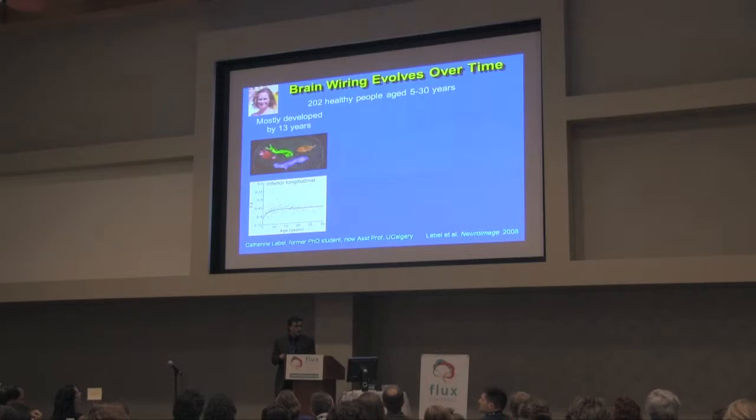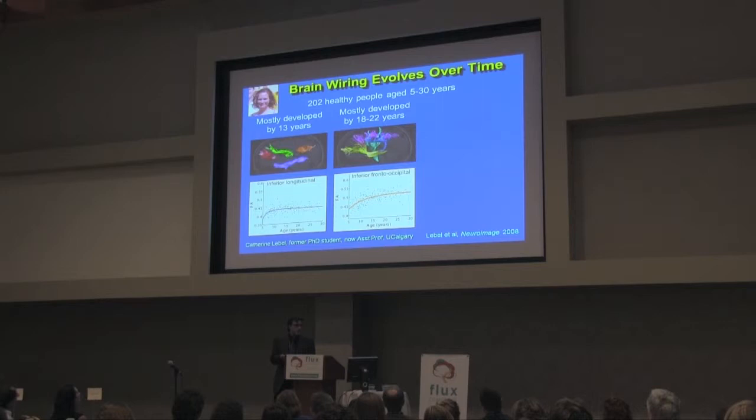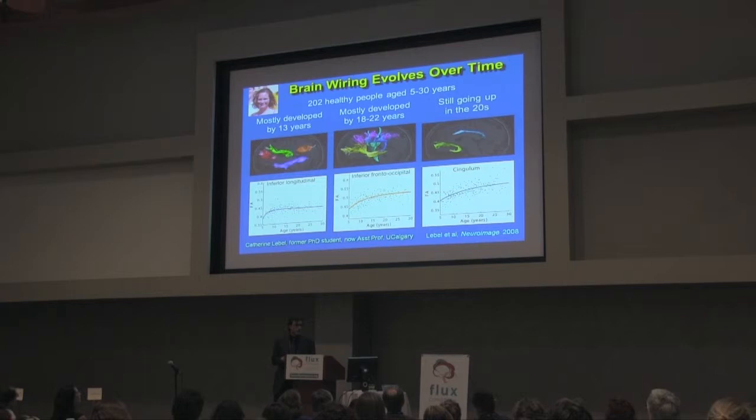So 5 years ago now, Catherine LaBelle looked at 202 healthy people aged 5 to 30 years, and what was the insight on white matter from the DTI? Well, she found that there was a bunch of tracts that were mostly developed by about 13 years of age, where they went up very quickly and then kind of leveled off. There was a bunch of tracts that mostly developed by 18 to 22 years. And then there was a bunch that were still going up in the 20s, and that was mostly the two temporal frontal tracts, the cingulum and the uncinate fasciculus. And so showing that there was some unique, interesting white matter timing changes in brain development.